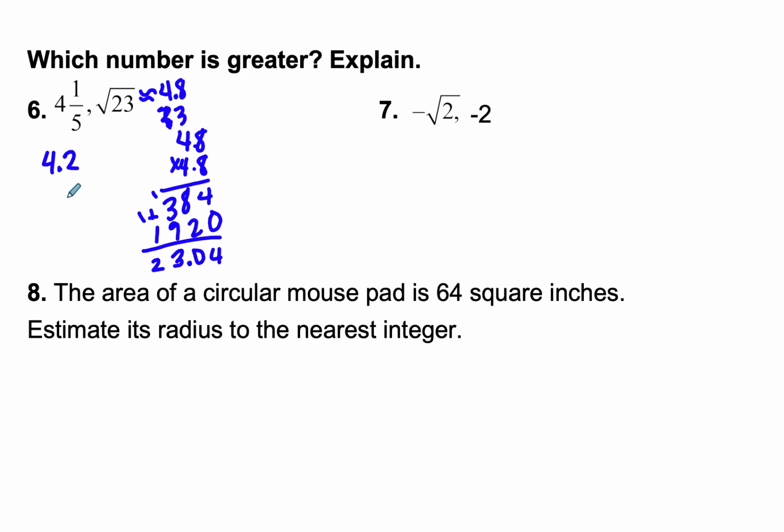So which one is greater? Well, square root of 23 is greater. 4.8 is bigger than 4.2. All right, the negative value of the square root of 2 and the square root of 2.